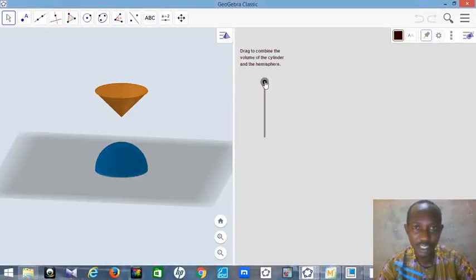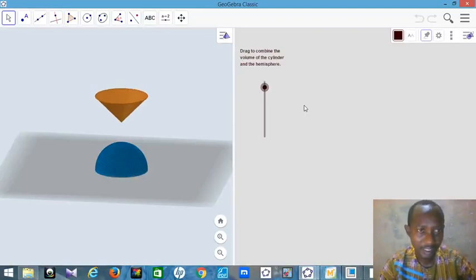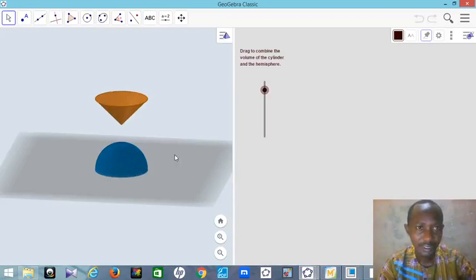Let me move this slider down. Just watch as it comes down gradually. See, it's coming down gradually. I'm trying to add both of them together. At the end of the day, you see that this hemisphere is going to turn into a sphere.